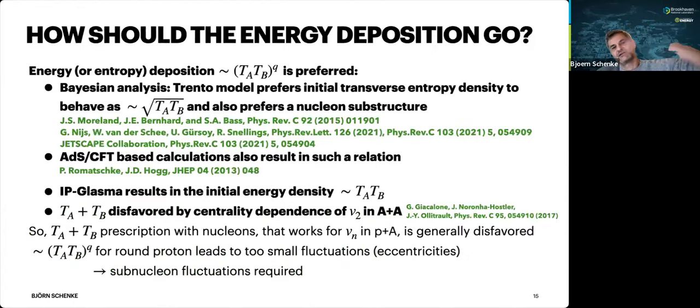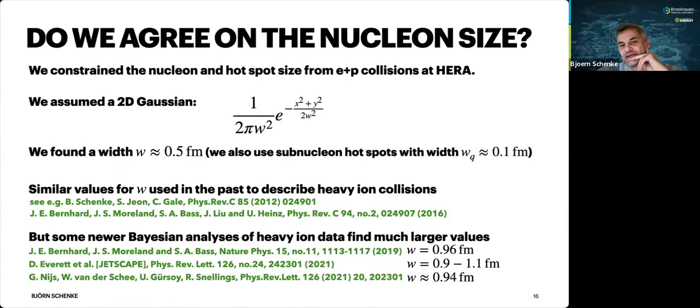So this is an argument that there is some substructure, and actually we find more or less consistency between HERA data, which needs the substructure, and the p-Pb data that I showed that also needs the substructure in the same framework. Now, another question you could ask is, do we actually agree on the nucleon size? First of all, this nucleon size that we extract from the HERA data is not the charge radius of the proton in the HERA data case.